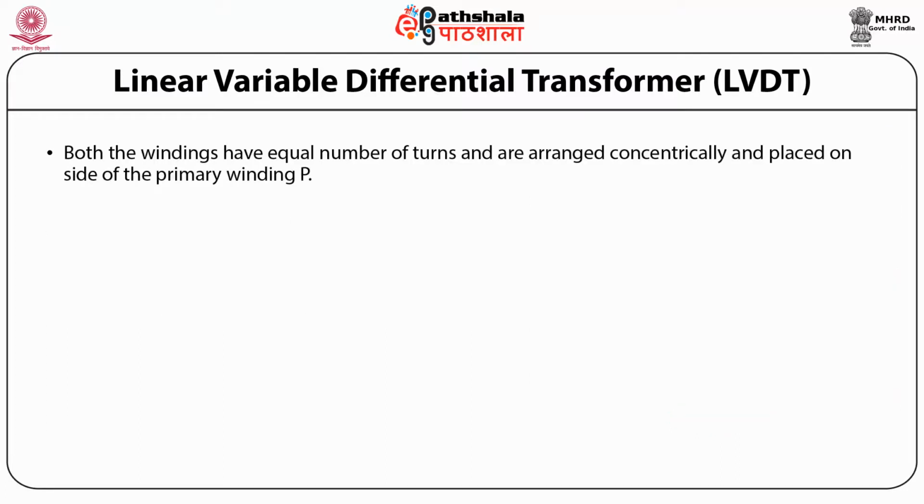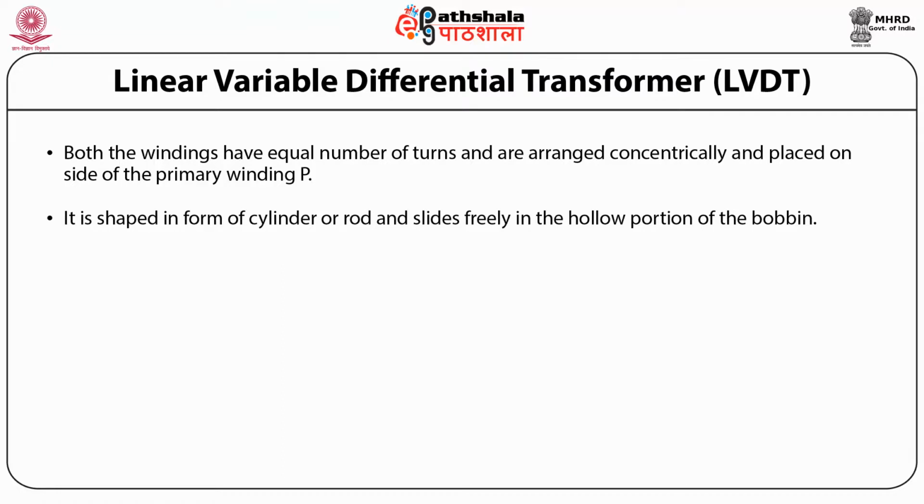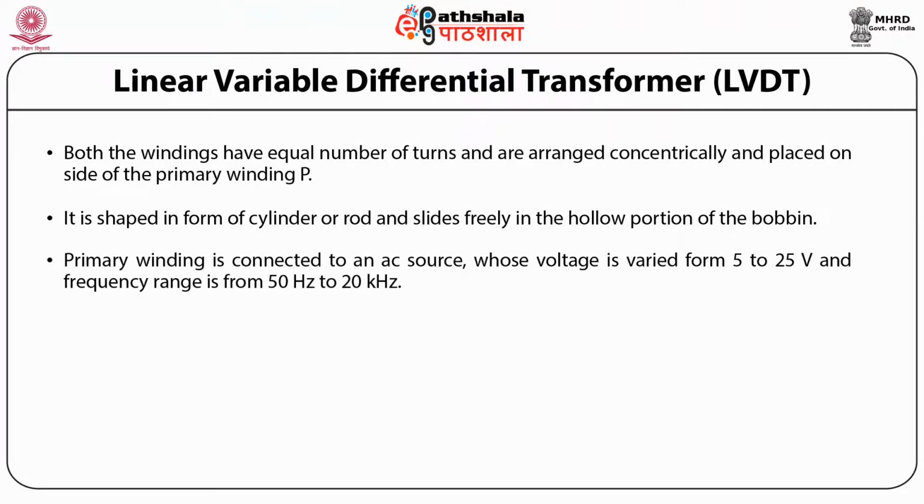Both secondary windings have an equal number of turns and are arranged concentrically, placed on either side of the primary winding P. Attached to the sensing element is a soft iron core whose displacement is to be measured. It is shaped in the form of a cylinder or rod and slides freely in the hollow portion of the bobbin. To avoid eddy current loss, a nickel iron alloy is used as the core material, which is positioned longitudinally. The primary winding is connected to an AC source whose voltage is varied from 5 to 25 volts and frequency ranges from 50 Hz to 20 kHz.